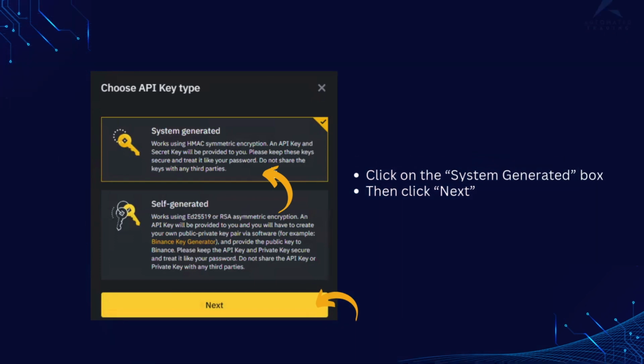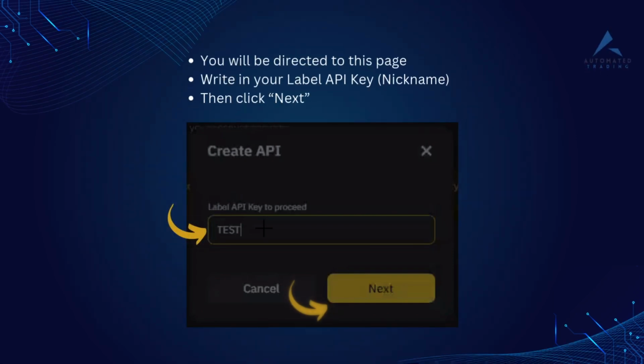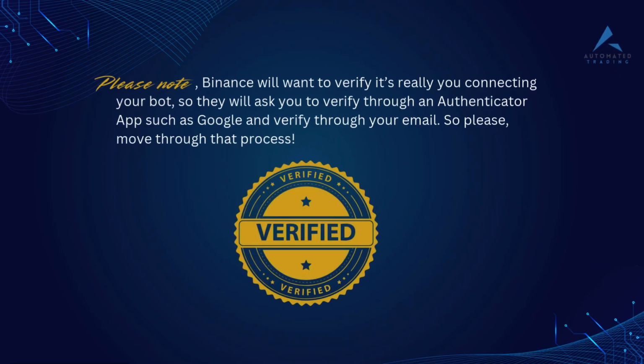Now you'll be directed to this page where you can write in your label, IP key, your API key, or your nickname, then click Next. Now, please note, Binance will want you to verify that it's really you connecting your bot. So they will ask you to verify through the authenticator app, such as Google, and verify through your email. So please move through that process.